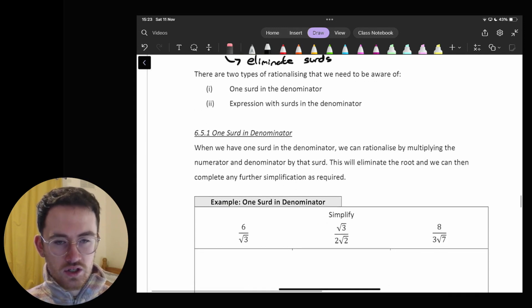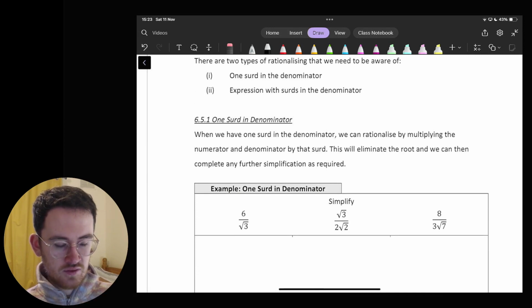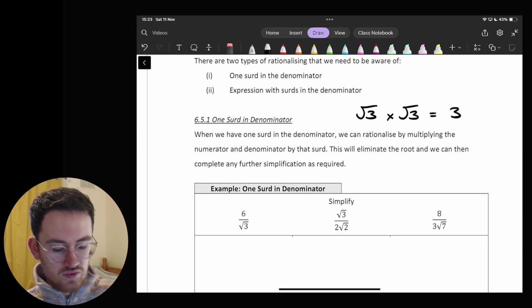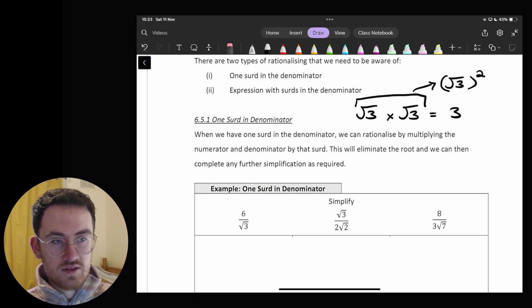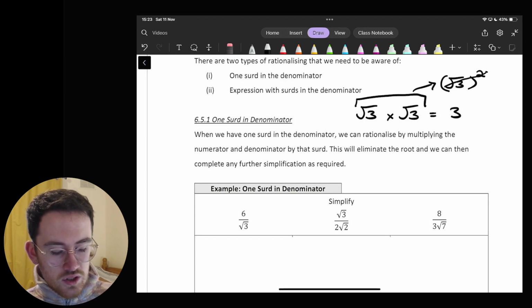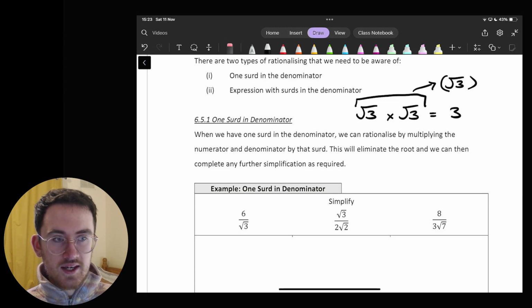If we have one surd in the denominator, the easiest way to get rid of a surd, to get rid of a root, is just to multiply by that same root. So if I have the square root of 3 and I multiply that by the square root of 3, that's going to give me 3, because this expression here is the same as having the square root of 3 squared. And of course those are inverse operations. So if I have the square root of 3 and I square it, then I just end up with 3. So if I only have one surd on the bottom, the easiest way that I can get rid of that is to simply multiply by that surd itself.